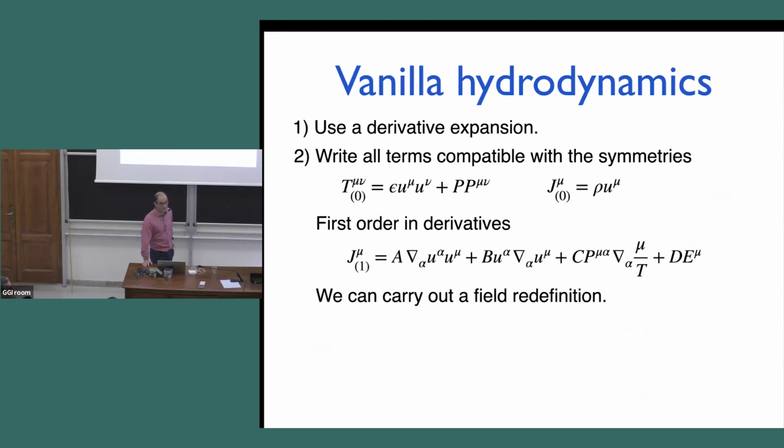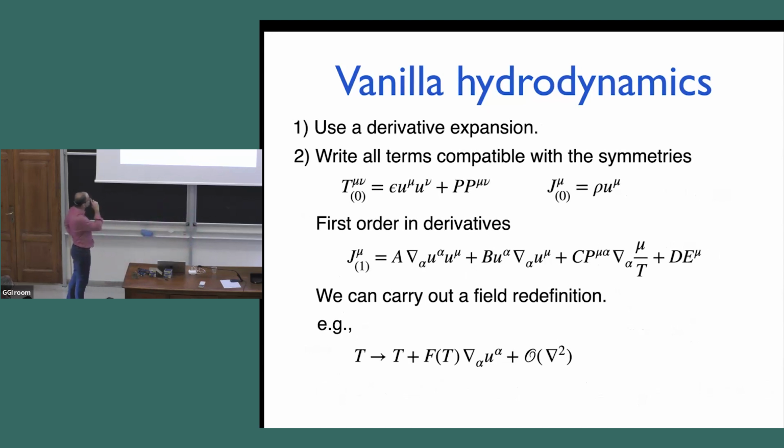Yes, let me do it right now. In principle, we could do a field redefinition. So here is an example. I'm doing a field redefinition of the temperature. I want to change the temperature so that the leading order term is the same, and the subleading order term is going to be some gradient of something. We can always do this. It's just a redefinition of what we call a dynamical variable.